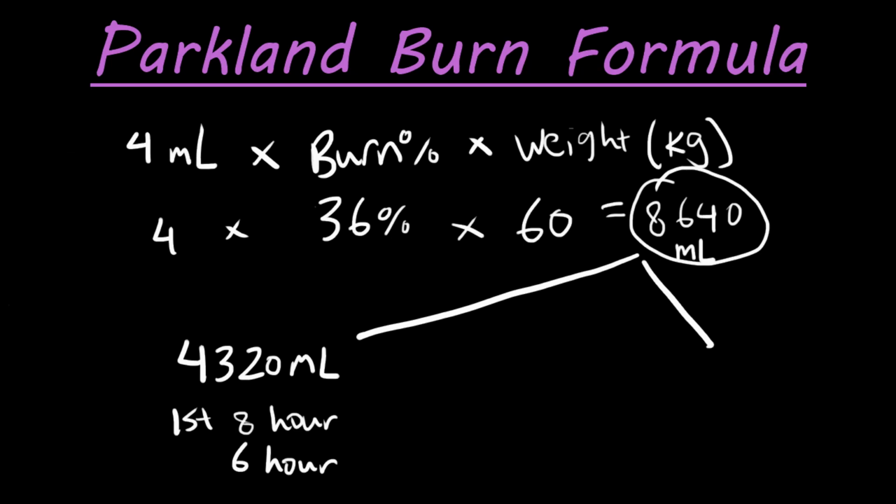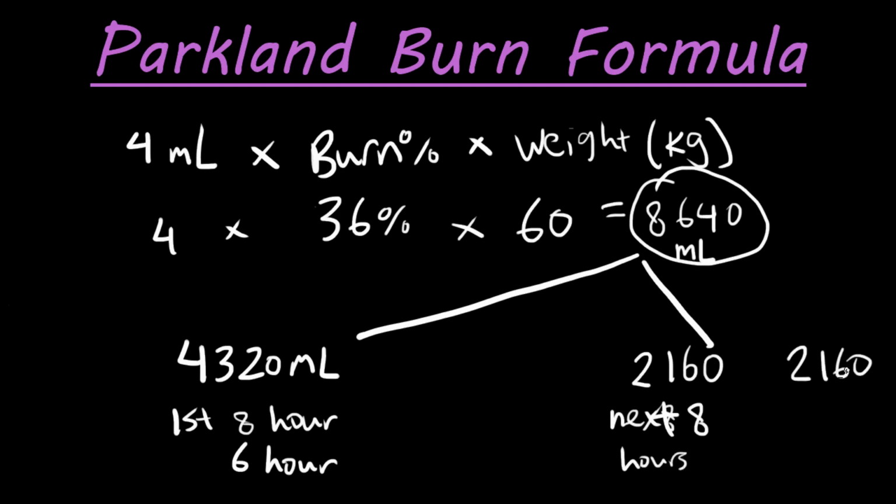We're going to give half of the 24-hour fluid in the first 8 hours, and then divide this number by 2 again. So 4,320 divided by 2 is going to be 2,160. And so we're going to give this over the next 8 hours. And then once again, 2,160 over the last 8 hours.